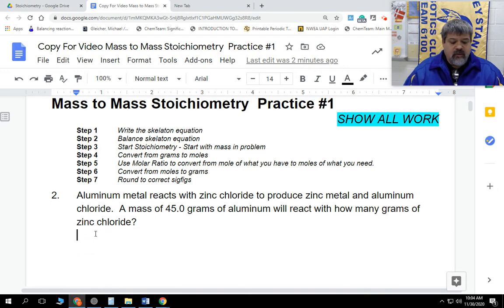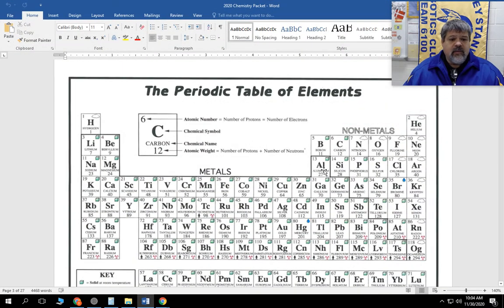Let's start out with aluminum. There's the symbol for aluminum. We always have to ask ourselves, is aluminum diatomic? Any metal by itself, I should say. We have to ask, is it diatomic? So let's go to the periodic table. We look at it. Aluminum is right here.